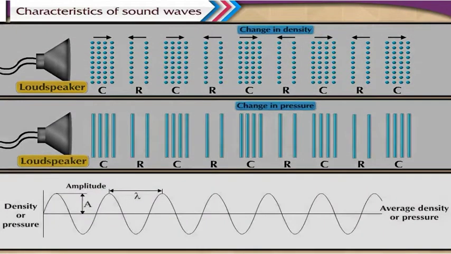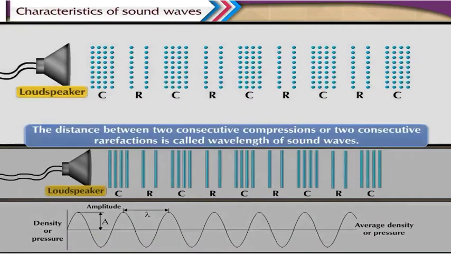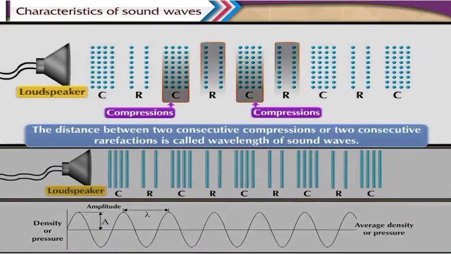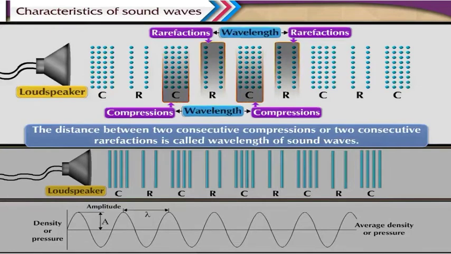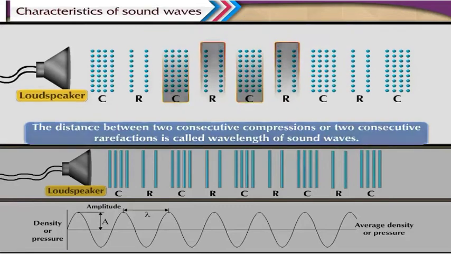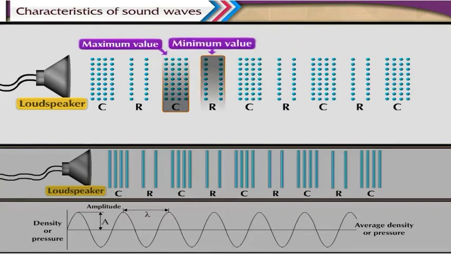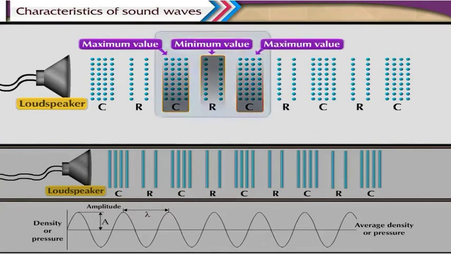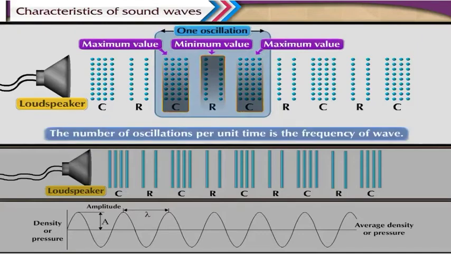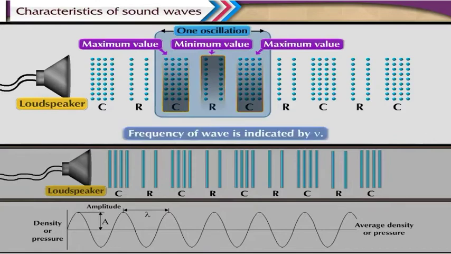The changes in density or pressure in a sound wave are shown in the form of a graph in the third figure. The distance between 2 consecutive compressions or 2 consecutive rarefactions is called wavelength of sound waves. It is indicated by the Greek letter lambda. The change of density from maximum to minimum value and again to maximum value makes one oscillation. The number of oscillations per unit time is the frequency of wave, and it is indicated by nu.